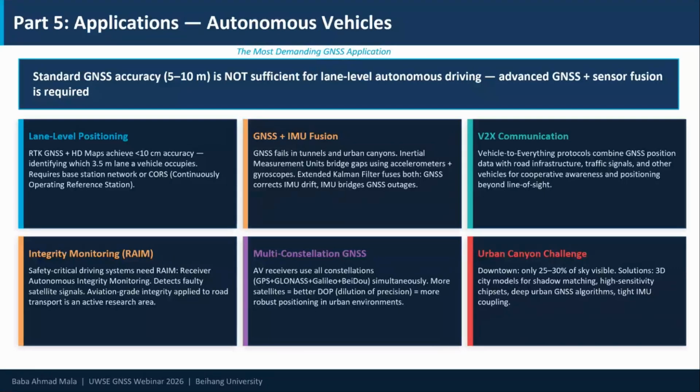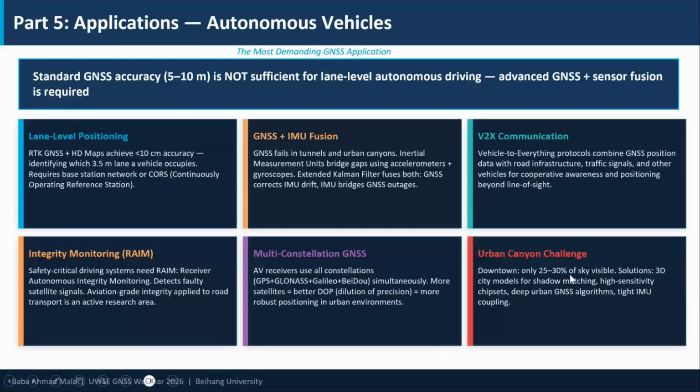Next is the safety and robustness. Another benefit is the safety and robustness of the systems, called receiver autonomous integrity monitoring, which is used to detect if any satellite is giving faulty data. Vehicles also use available constellations, multi-constellation, for maximum satellite visibility, and yet the urban canyons remain the biggest challenge.